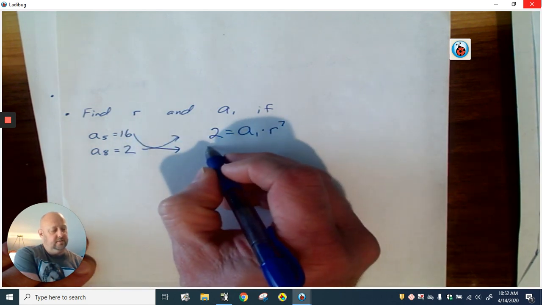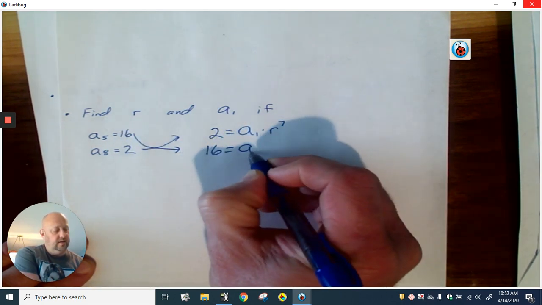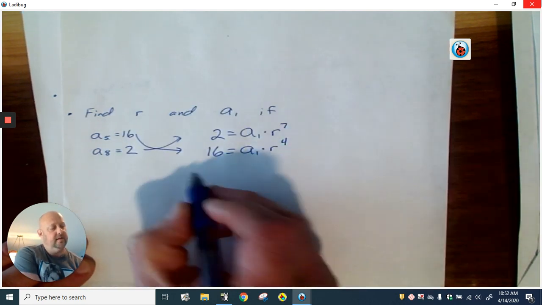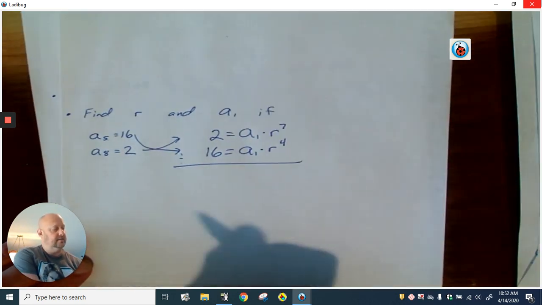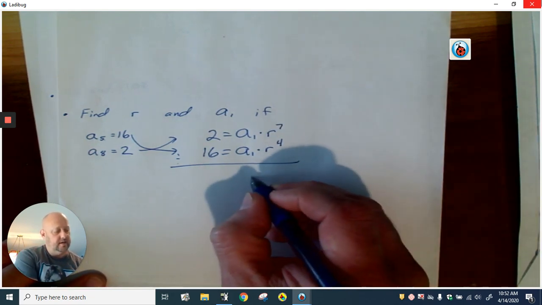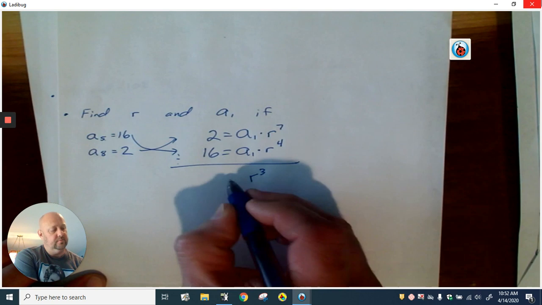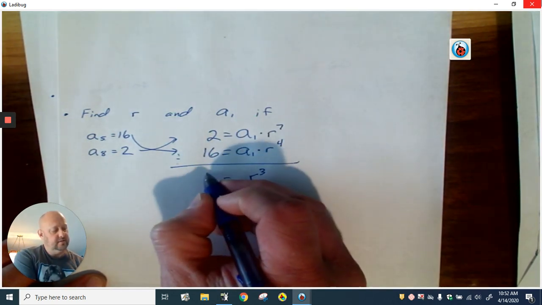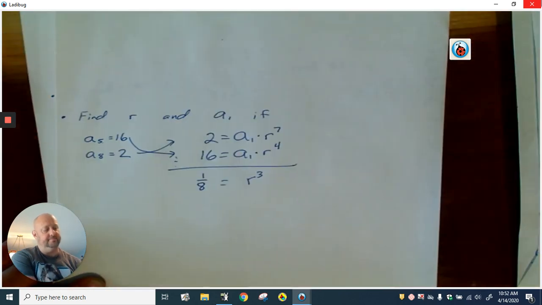When I do this one, the 16 would have had to equal a sub 1 times r to the 4th. Again, I'm going to divide, same process as before. When I divide, I subtract my exponents, r to the 3rd, the a sub 1's cancel. 2 divided by 16 is 1/8, okay?